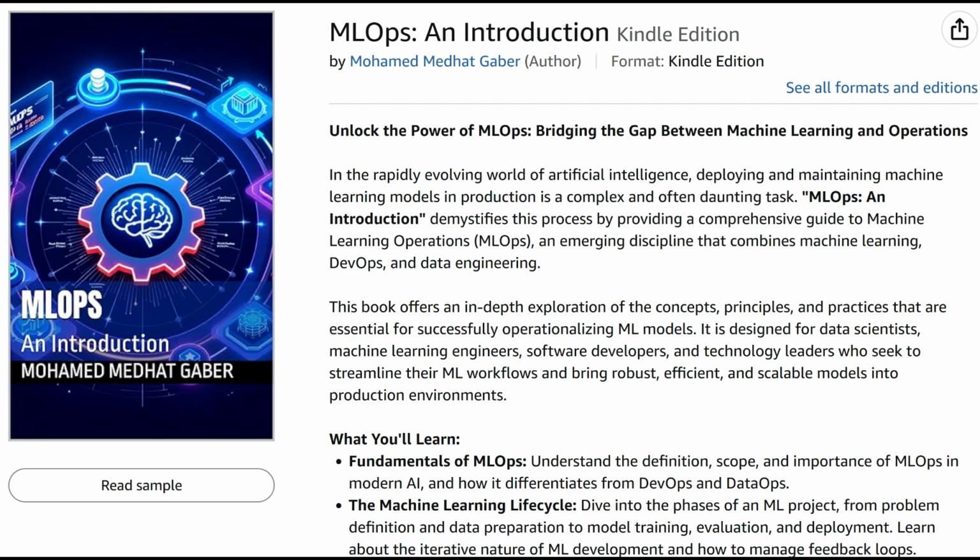Okay, built, deployed, scaled. But models aren't static. They live in the real world now.